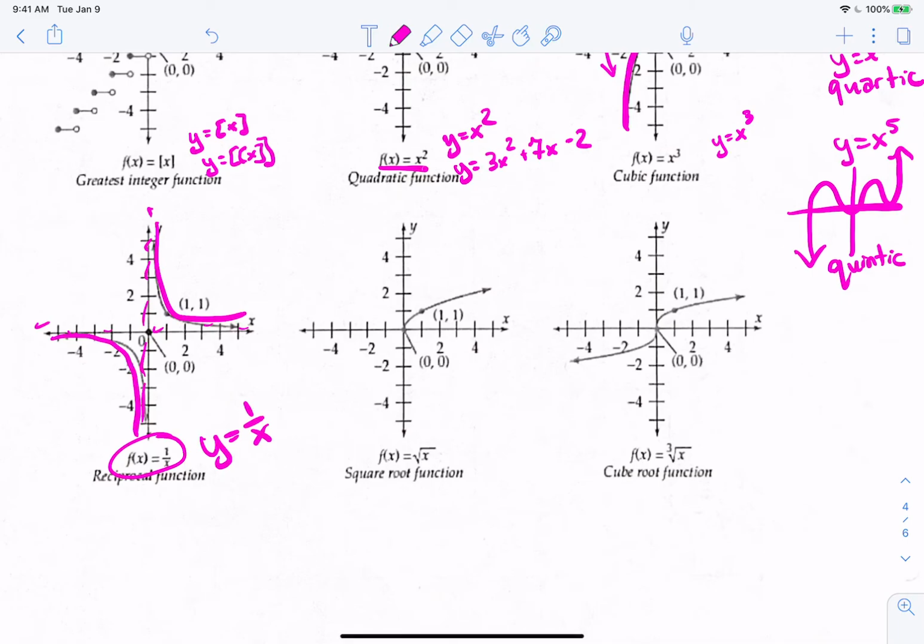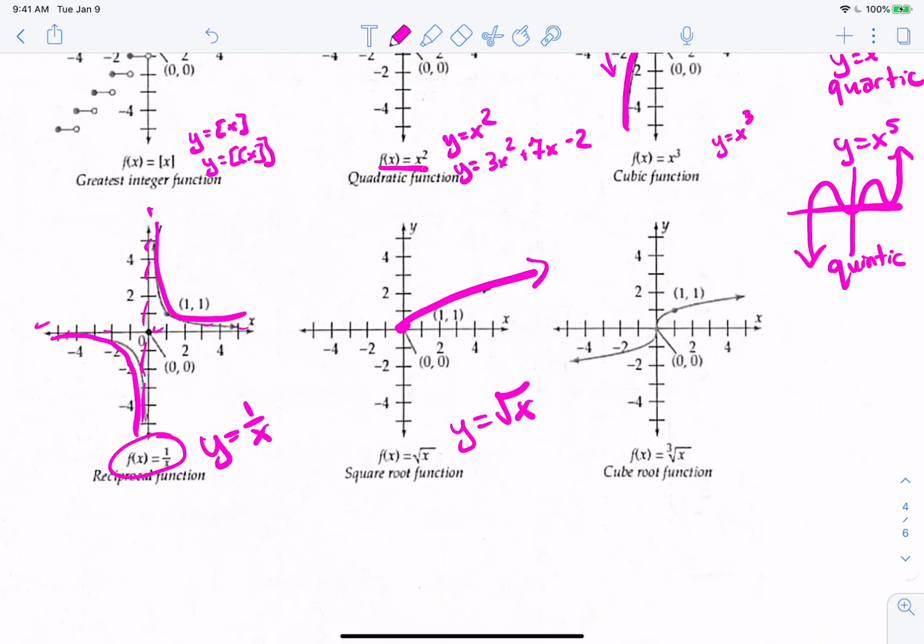The middle one is a square root function, y equals the square root of x. It starts here, and it goes on forever that way. Why does it not go back the other direction? You can't take the square root of a negative number. So it stops at 0, 0 and doesn't go any to the left.